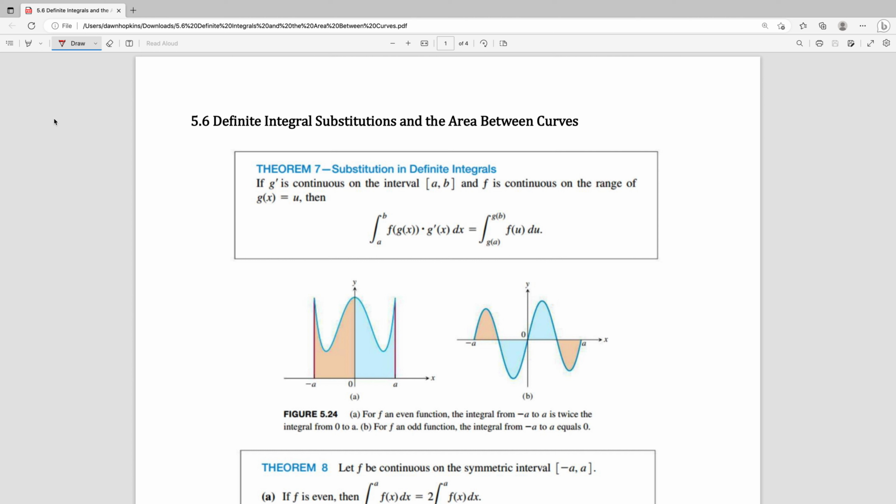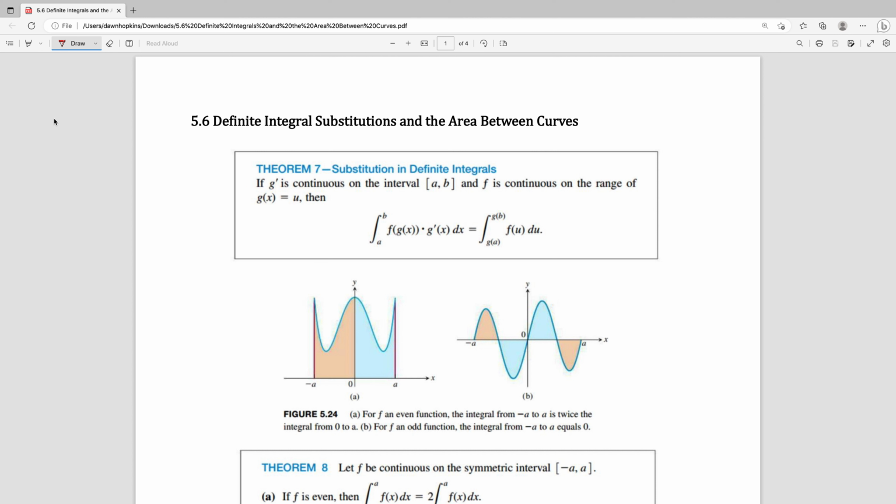We are starting now section 5.6. This is the first section in the Calculus 2 class, and this is continuing what was discussed in the previous section of material. We're going to talk about the u substitution, but with definite integrals, and we're also going to talk about area between curves.